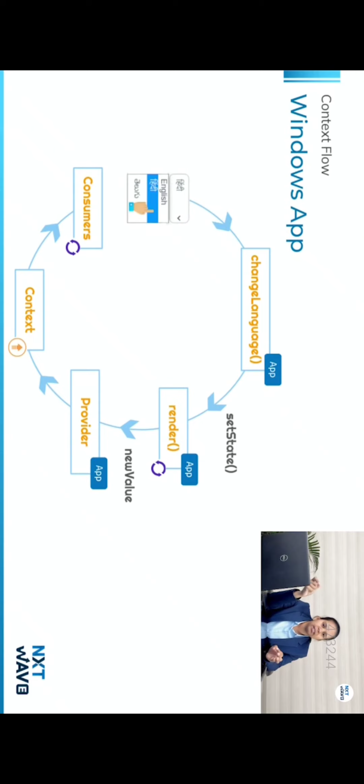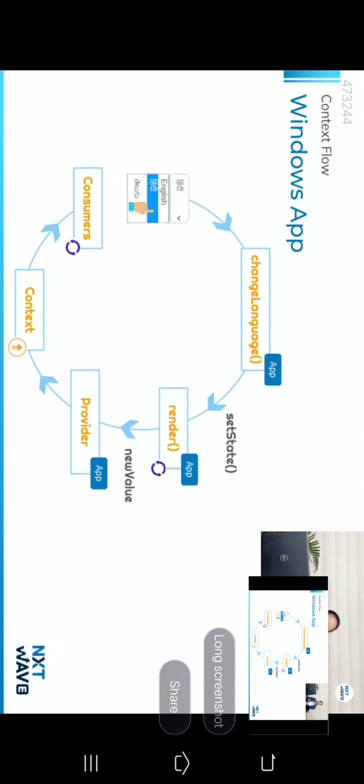Okay, so since the state has been updated, the render method of the app component will get called. And within the render method, we have the provider component, right? So now the provider component will have the new value from the state. Since the value has been passed to the provider component, the context will be updated. Once the context has been updated, all the components that are nested within the provider will get re-rendered. So this is the flow that happens.